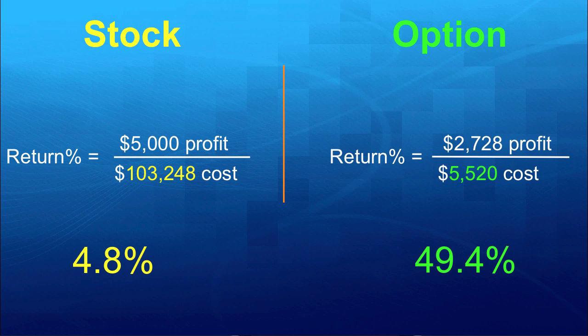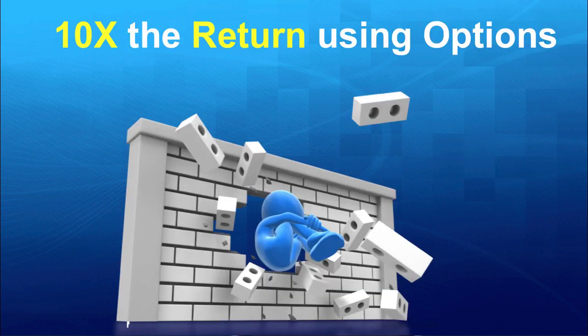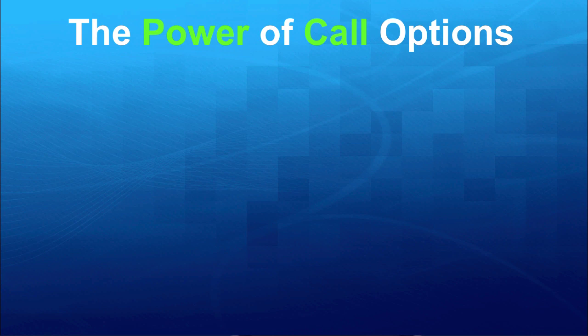I would rather put up $5,520 and get back $2,728. That's a 49% return. That's 10x the return using options. So when I talked about how you can supercharge your trades, oh my goodness, you should be getting it right now. You can 10x your trading power just by using options, and you get to get in on some of the more powerful stocks like a Google for a fraction of the cost.